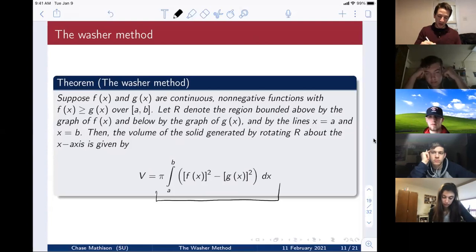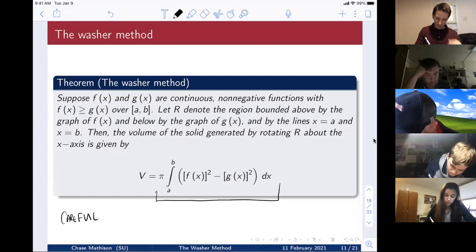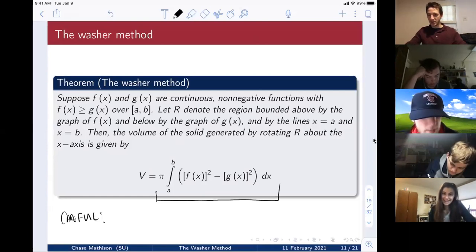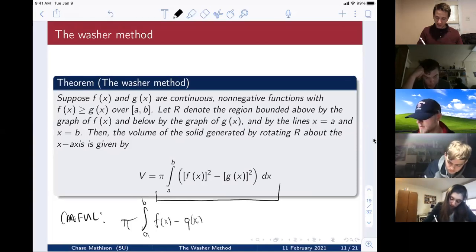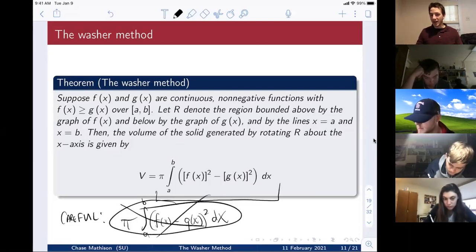Now, something to be careful about. My Spanish teacher used to always say, cuidado, but I don't speak very much Spanish. But warning, careful. Do not ever write the integral from a to b of f of x minus g of x, squared. This is not the washer method, okay? When I was learning the washer method, I would periodically forget that it was this, and I would take f of x minus g of x, and I would square that. That's not going to give you the right answer, okay?